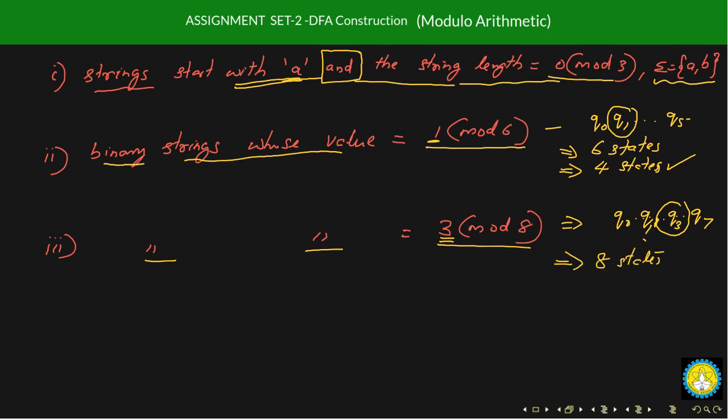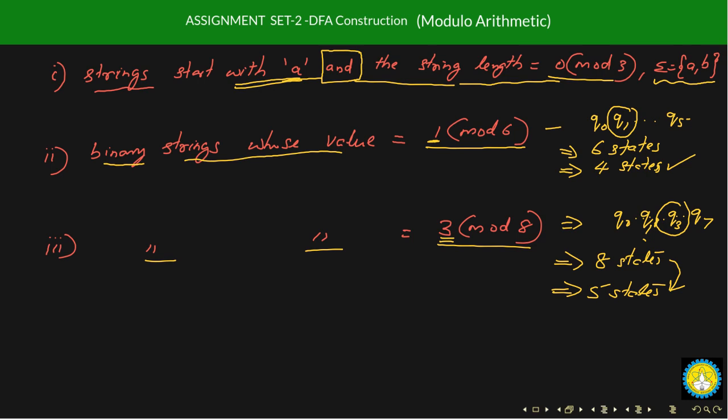And if you look for some minimization, I think minimization is possible in this example, and you can actually come up with 5 states after minimization. So you are always expected to do minimization if that is possible, right? Okay, so these are the guidelines for the assignment.